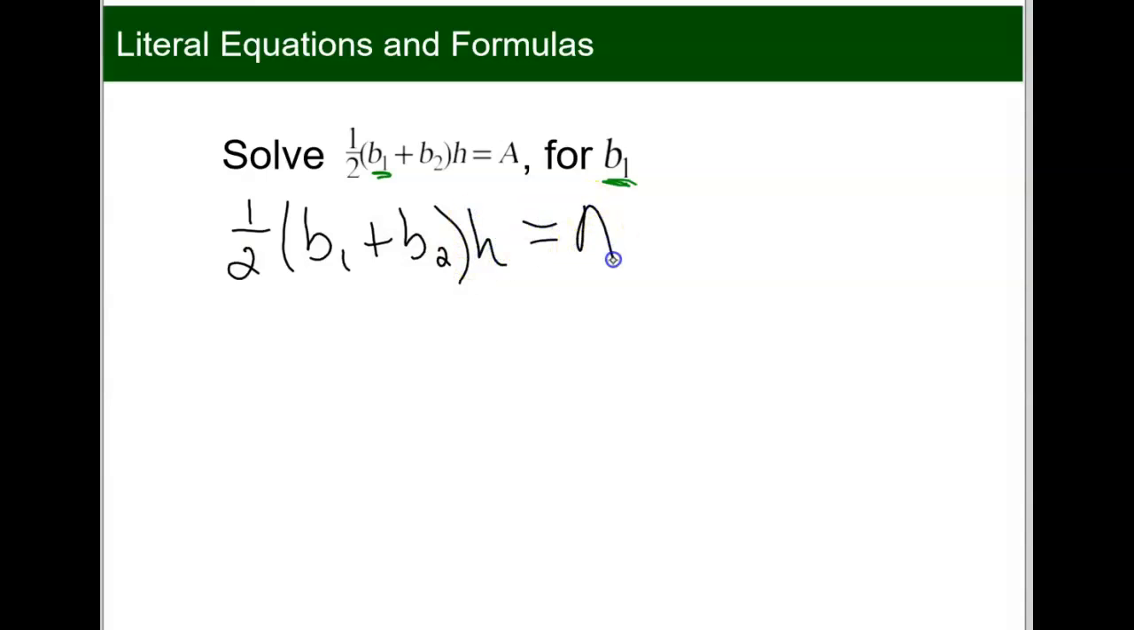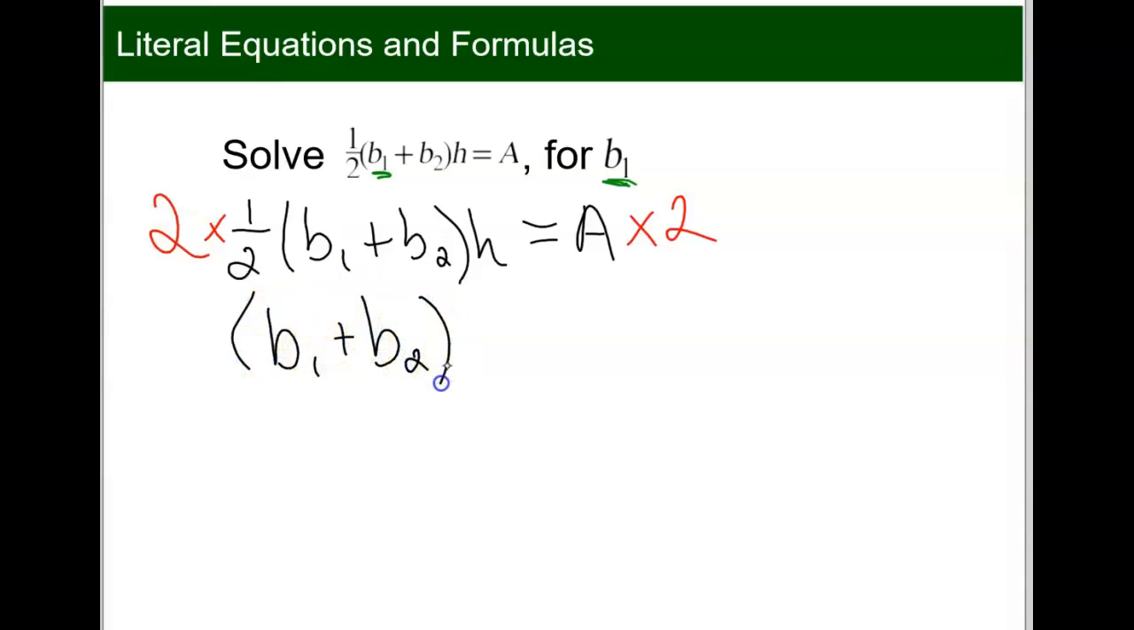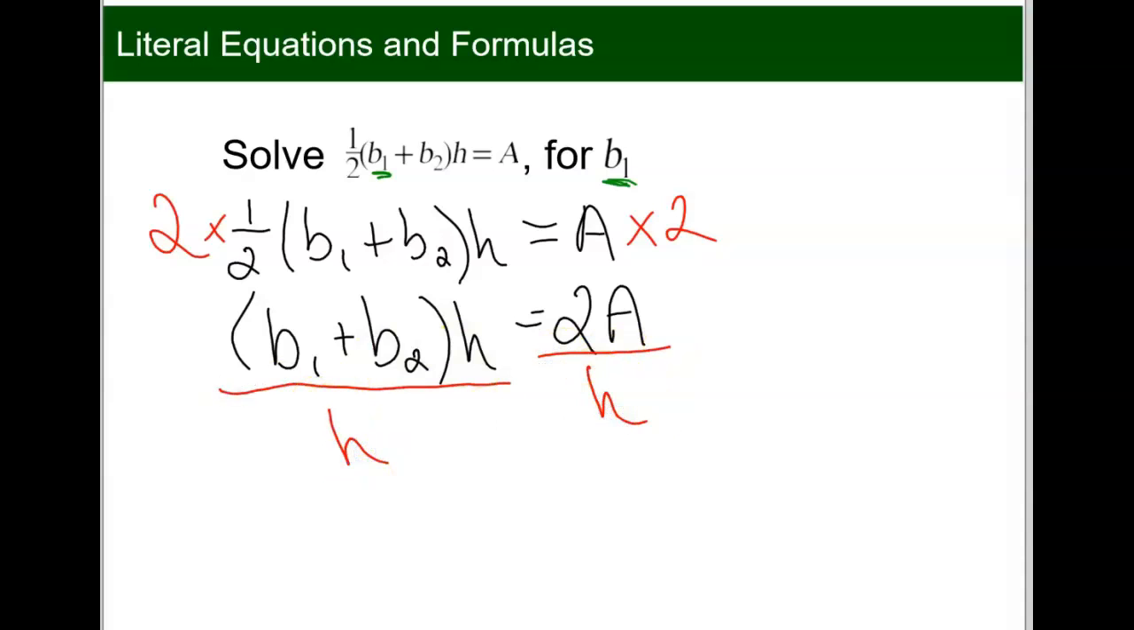Well, for me, there's a couple of choices, but I think it'd be nice to get rid of this 1/2 times this number here. So what can I do? I can multiply both sides by the reciprocal, because that's how we make this 1/2 into 1. 1/2 times 2 is just 1. So I get this quantity b1 plus b2 times the height is equal to 2a. And now this quantity, b1 plus b2, is being multiplied by the height. Let me get rid of that height. Since I'm multiplying by the height, I'm going to divide both sides by the height.